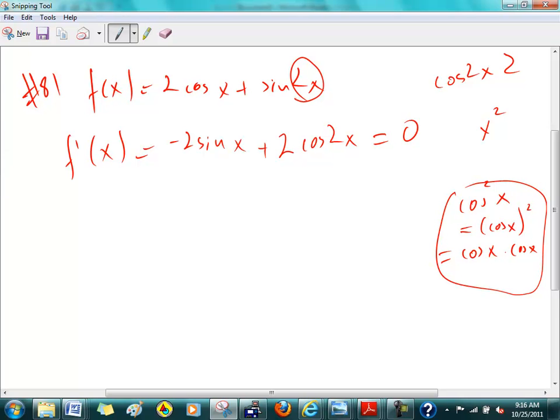Okay, so now we are into trig and trying to solve this equation. What I would suggest to you is get your identity sheets out and find an identity for cosine 2x. And there are 3 identities for cosine 2x, okay? It's a question of using the correct one.